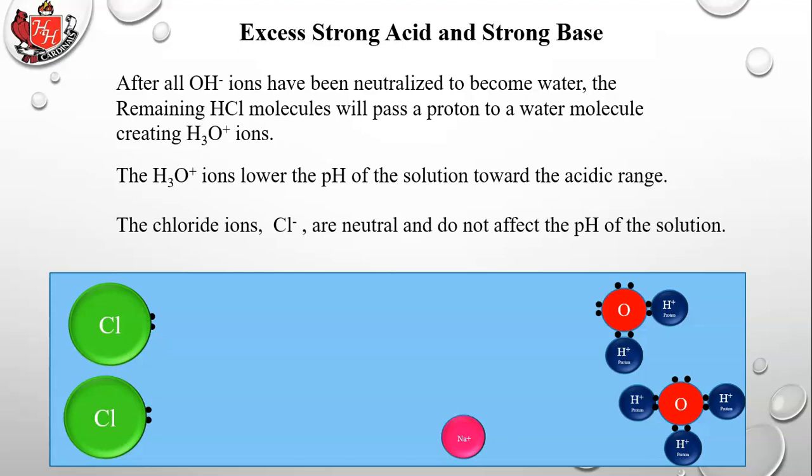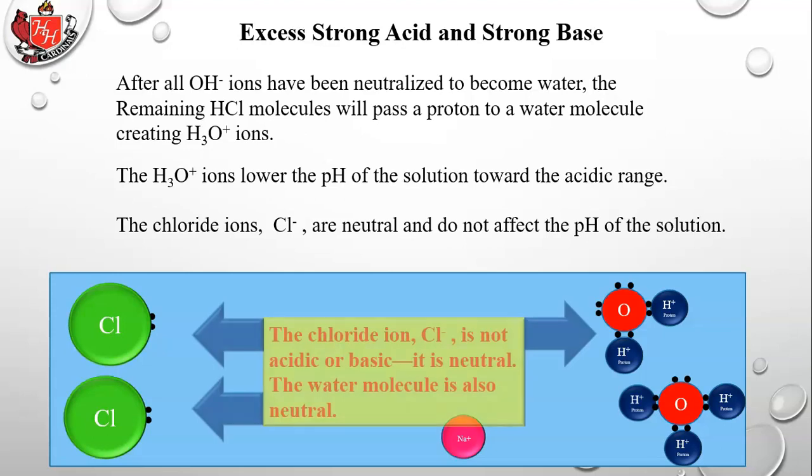Let's be clear on that term neutral. You can see it has a charge to it, a negative sign. It's not electrically neutral, it's an anion. But it is acid-base neutral, so we have to be clear which kind of neutral we're talking about. Almost always in this unit, we're going to be talking about acid-base neutral. So the chloride ion Cl- is not acidic or basic, it is neutral. The water molecule is also neutral.